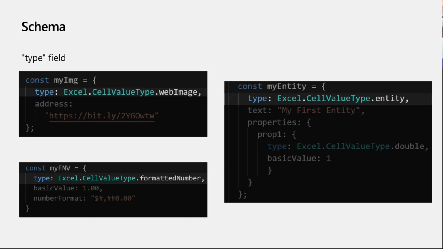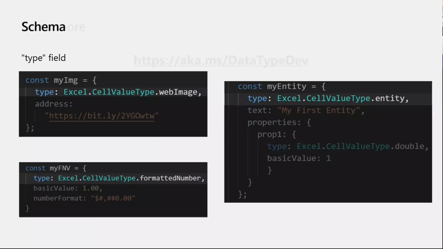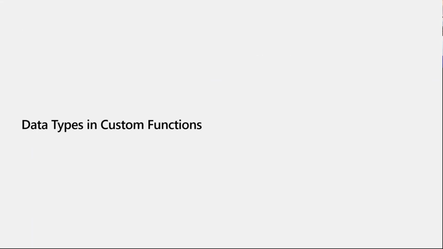So here you can see we've got those objects I talked about before of web image, formatted number values, and then entities. And then, of course, there's special properties that go with each of those, but I certainly don't have enough time today to talk about all of those, but I'll show a quick demo of some new ones we've introduced. So if you're interested in learning more, I would highly suggest checking out the link up above, aka.ms/datatypedev, if you're interested in learning more.